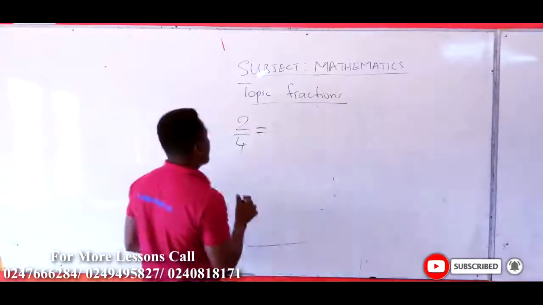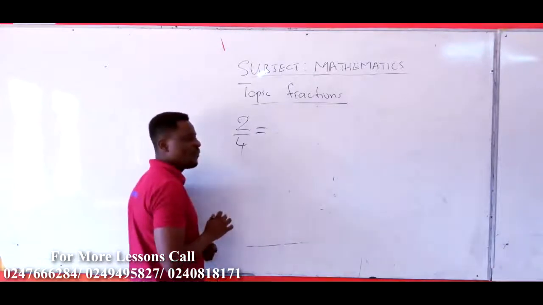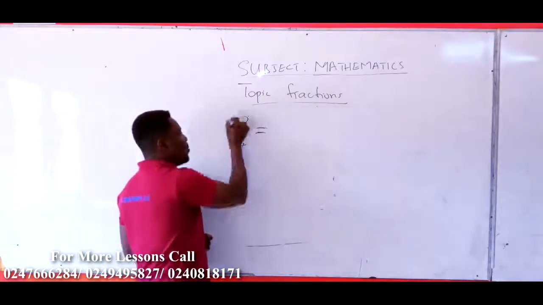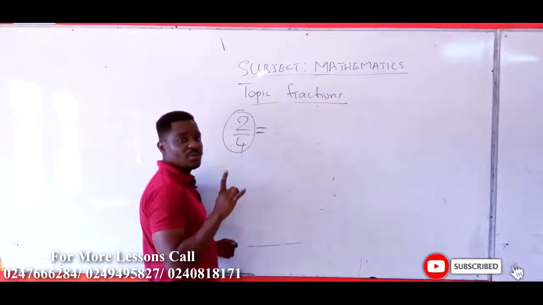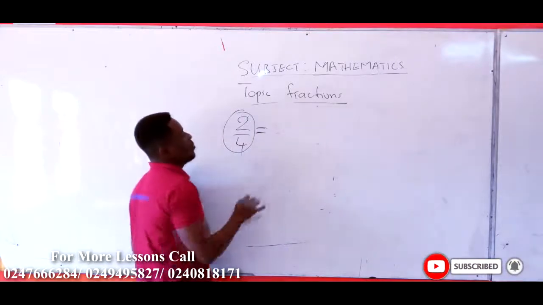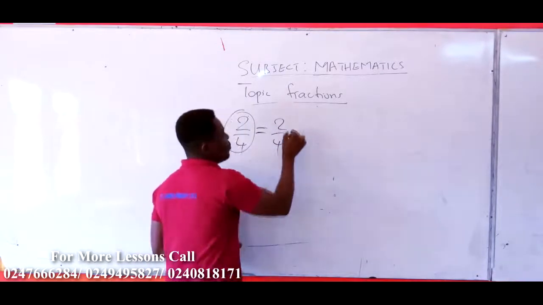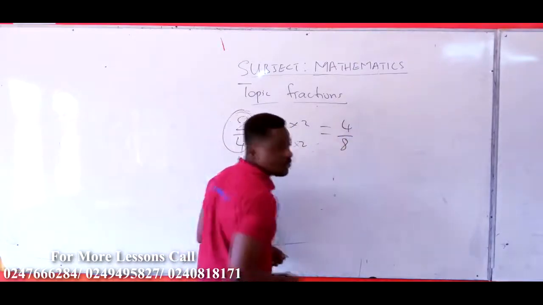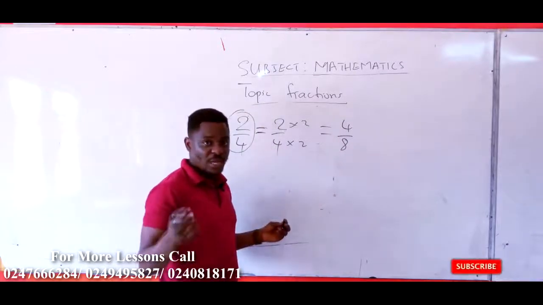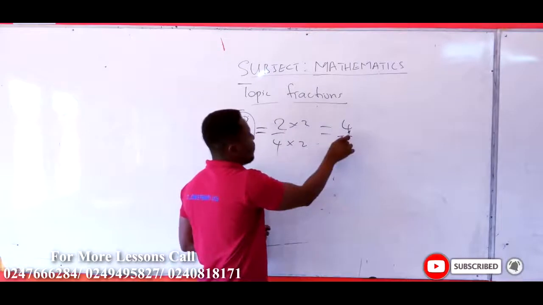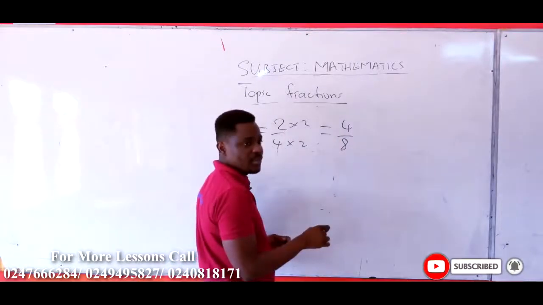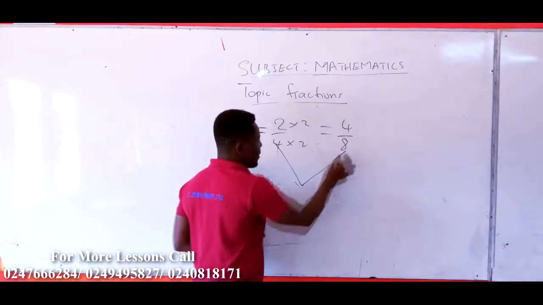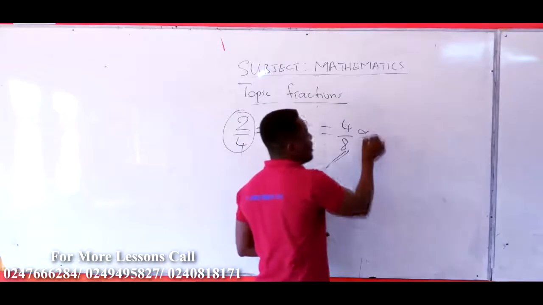For example, I have 2 over 4 or 2 out of 4. I want to get its equivalent fraction. I am going to multiply both numerator and denominator by the same non-zero whole number. So I'm going to choose 2. So 2 over 4, I am choosing 2: 2 times 2 will give me 4 over 8. Am I correct? You can try it. 2 times 2 gives me 4, 4 times 2 gives me 8. So 2 over 4 and 4 over 8 are equivalent fractions.